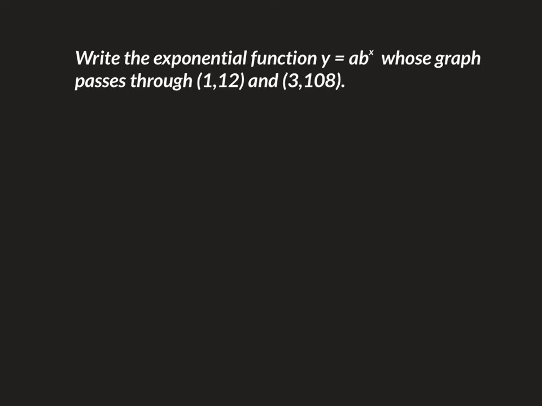All right, first slide says write the exponential function. I've got that looks like this, where the x is the exponent, whose graph passes through (1, 12) and (3, 108). Now don't forget this. The reason the graph passes through those 2 points is because they solve the equation. That is the only reason why they pass through there. So we're going to use those 2 points to find out what our function is.